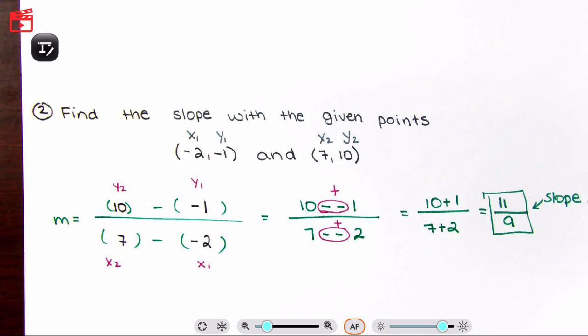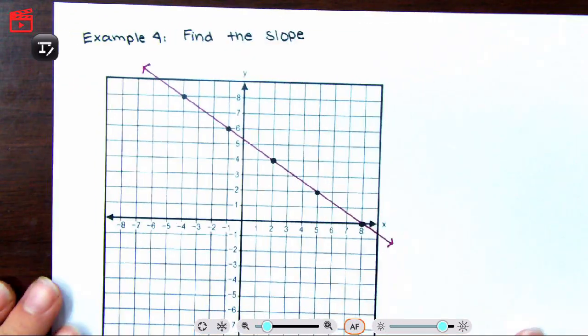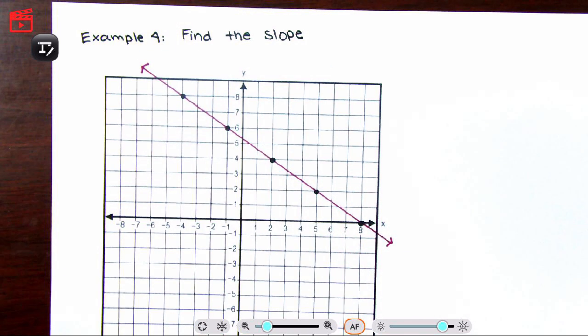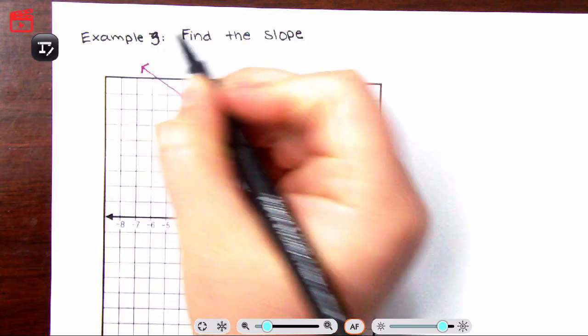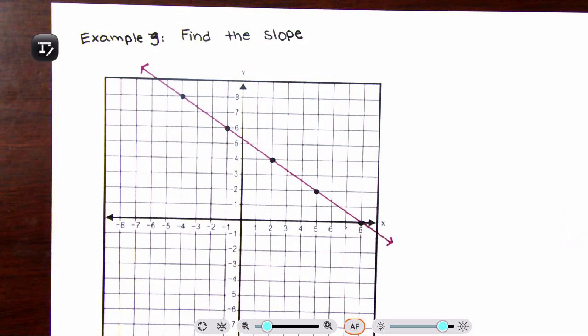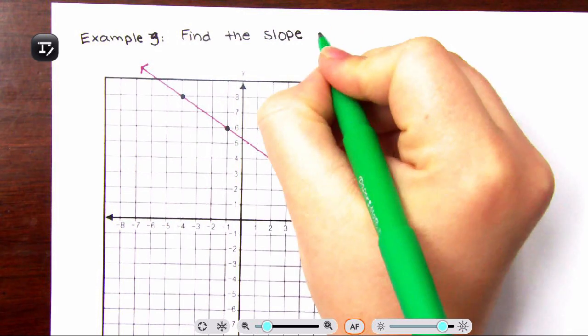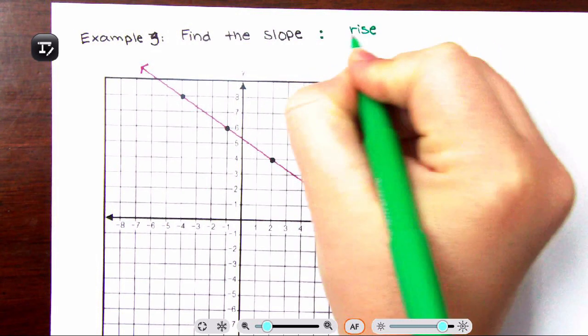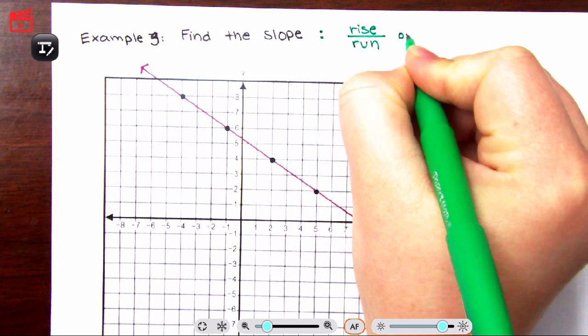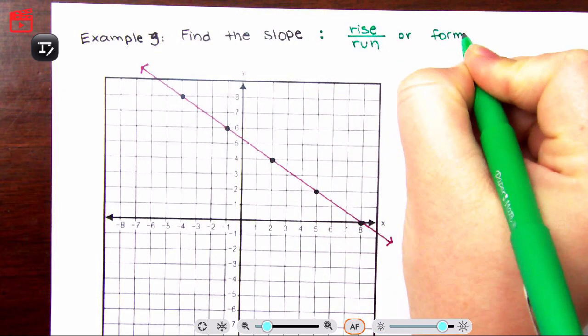All right, let's do another example. This time, that should be example number 3. I think I mislabeled them. This one here is once again a review question. It's asking you to find the slope. However, they did not give you 2 points. So you don't have to use the formula. You can go back to our original method. You can use rise over run, or you can use the formula. It is up to you.